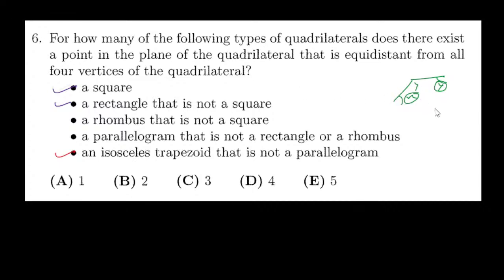So an isosceles trapezium is also one shape in which I can get one point which is equidistant from all the 4 vertices. So here the answer will be 3. Sixth question was a tricky one. Now the seventh problem.